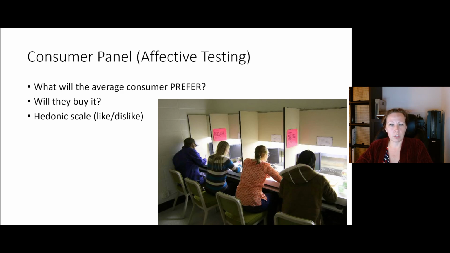Generally, these consumer panels are going to be given a hedonic scale. So hedonic is a like or dislike scale. So, an extremely dislike, dislike, neutral, like, extremely like kind of scale.